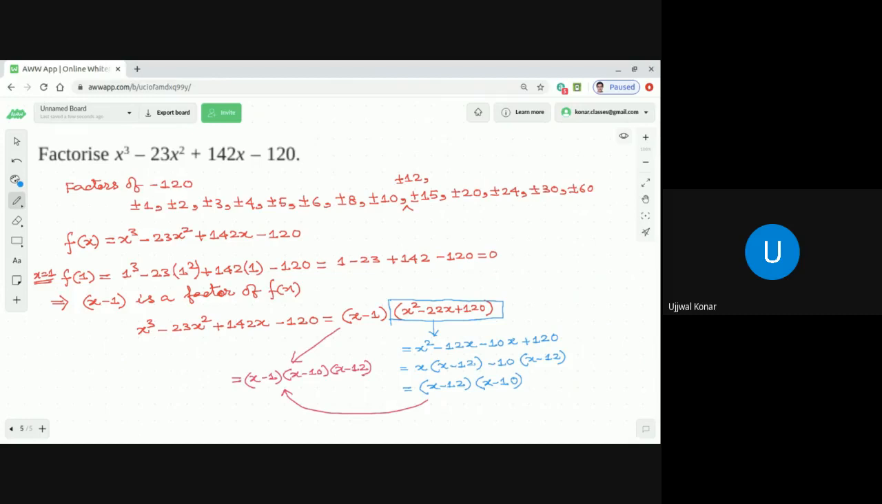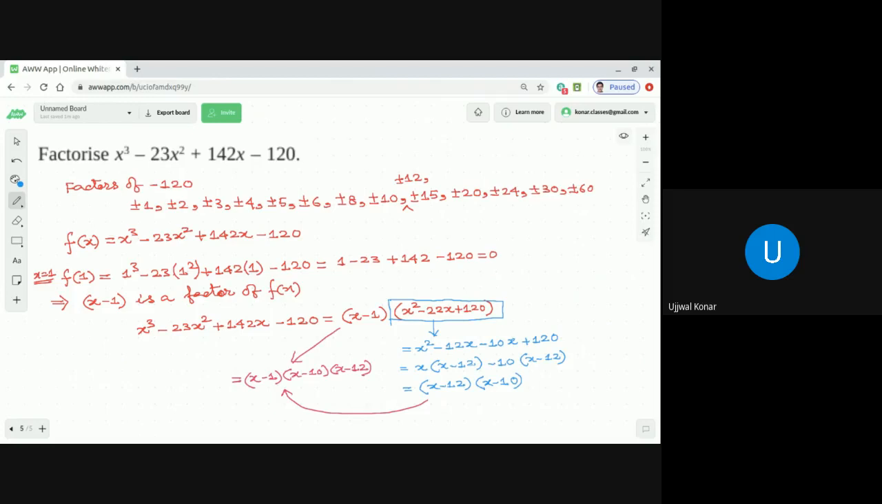And the moment you get one linear factor of the cubic polynomial, you divide by that linear polynomial, and the quotient has to be a quadratic polynomial. The moment the quotient is a quadratic polynomial, factorization of the quotient is quite easy because of splitting the middle term.